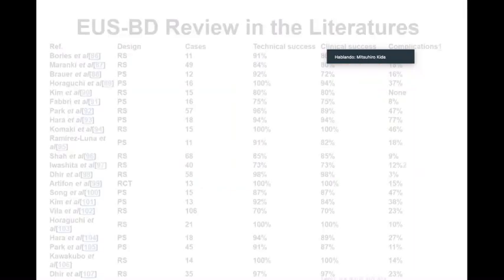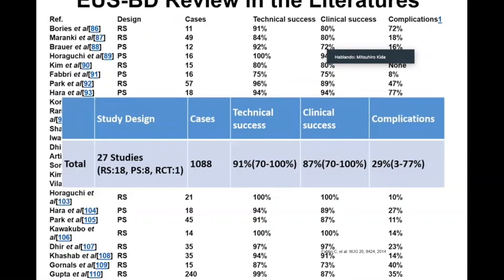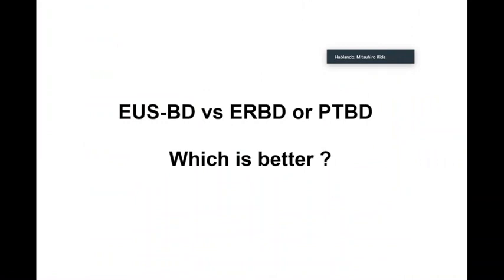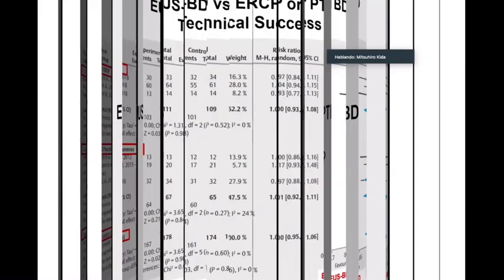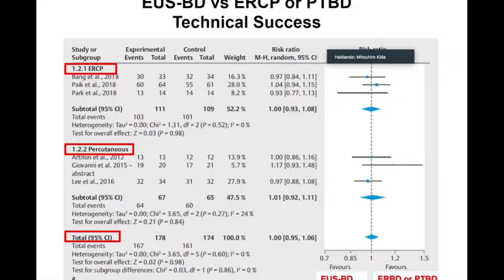There are a lot of reports. At the moment, in more than 1,000 cases, the technical success is 91%, clinical success is 87%, and complication is 29%. So EUS-BD, ERBD or PTBD, which is better? According to a recent meta-analysis, compared with ERCP and PTCD, there is no significant difference in technical success.